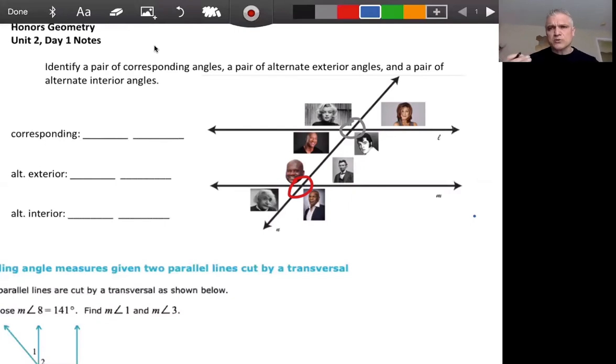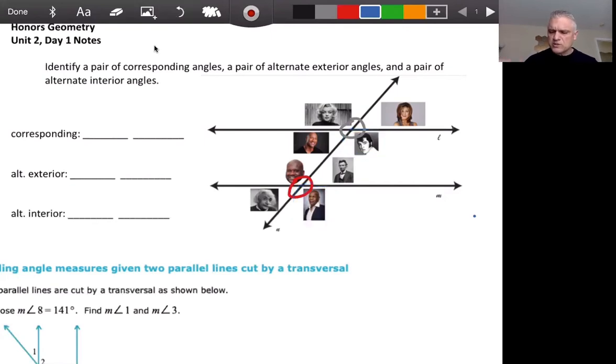So corresponding angles: you take each intersection pair, in this case the gray group and the red group, and you say, I want one angle from each relative position. Let's say we want the lower right position. The lower right position in the gray intersection is Elvis Presley. The lower right position in the red intersection is Mike Tyson. So we would say that angle Elvis and angle Mike Tyson are in corresponding positions. So they are corresponding angles.